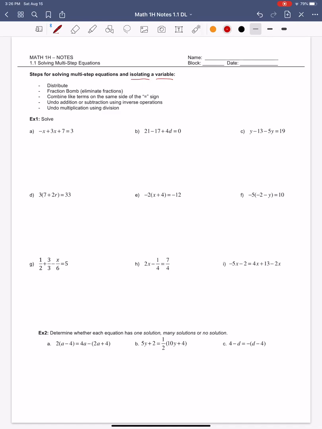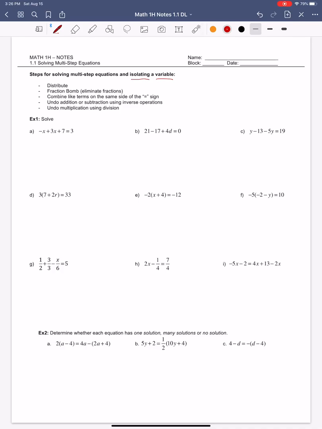So the first thing there is to distribute, right? We've seen that with parentheses. And then the next thing is a fraction bomb, which is to eliminate the fractions. And so that's something that I'll show you how to do, that we do in my class. And if you have a different method, you're welcome to use it, but most students like this method. And then we have combine like terms if they're on different sides of the equal sign, undo addition or subtraction using inverse operations, and finally undo multiplication using division.